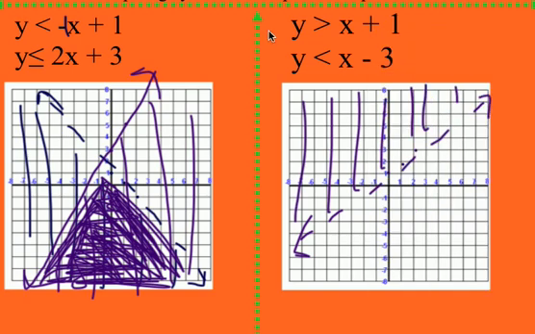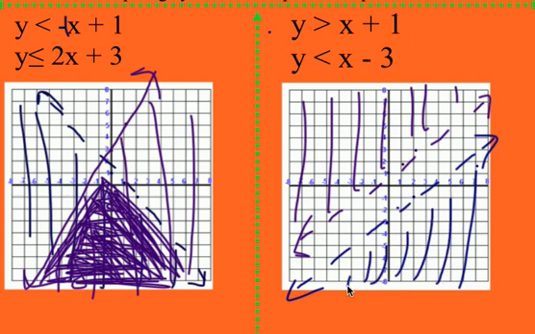Taking a look at the next one, we're crossing the y-axis at -3, and again, my slope is 1. So up 1 over 1, up 1 over 1, plotting each of those points. Through there, I'm going to draw a dashed line, and this time it's facing away from the y, so I'm going to shade down.